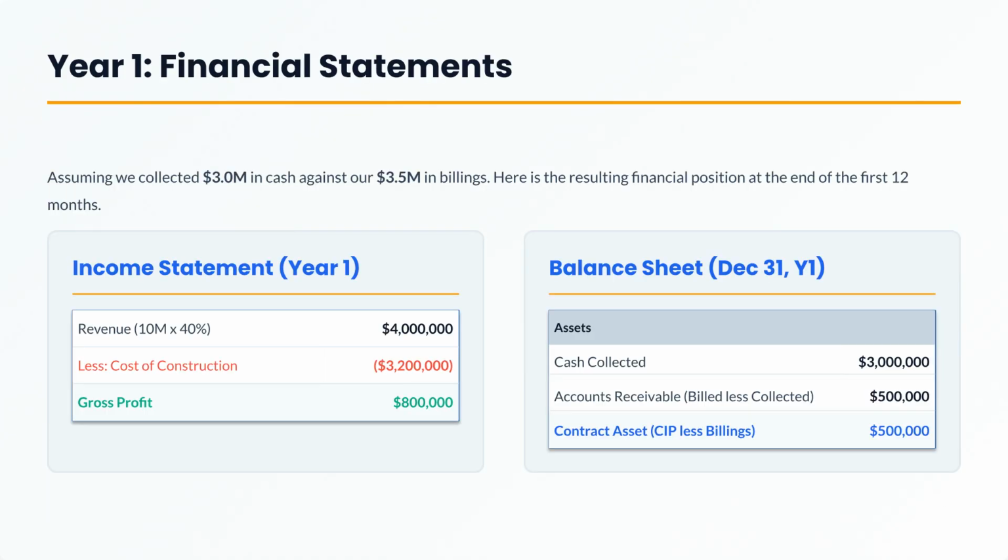Let's look at the financial statements at the end of year 1. Assuming we billed the city $3.5 million, but only collected $3 million in cash so far, our income statement clearly shows the $4 million in revenue and the $800,000 in gross profit. On our balance sheet, we have $3 million in cash and $500,000 in accounts receivable. But look at the bottom line. We have a contract asset of $500,000. Where did that come from?